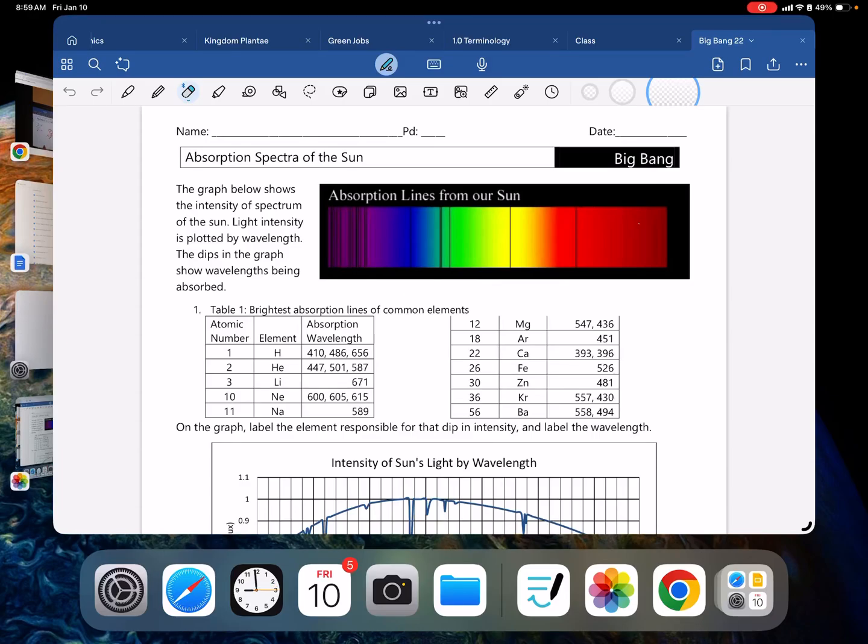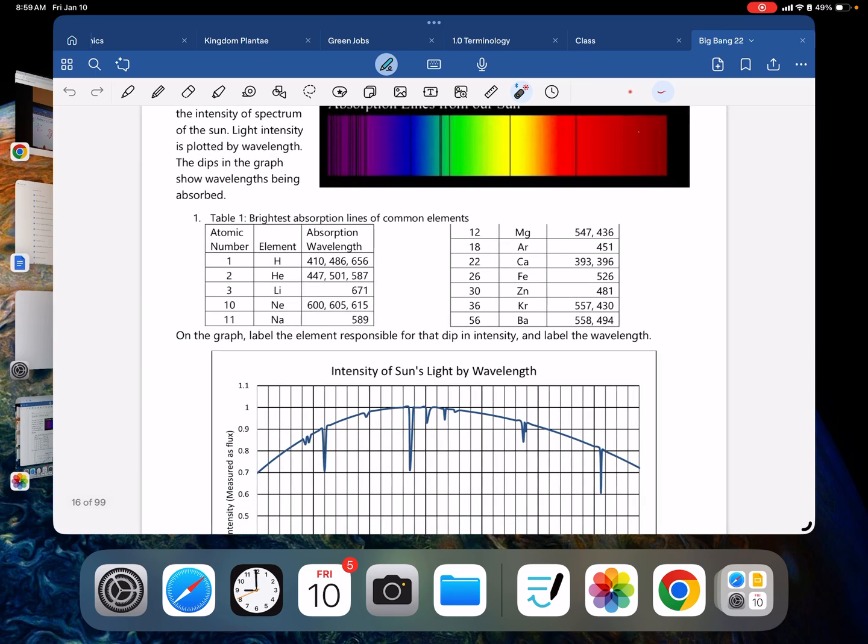All right, let's look at absorption spectra of the sun. If you look at the picture that we have right here, that's actually what we would see. If you notice, there are some dark lines in there, and those lines are where the elements have actually absorbed that spectra. So this is what we would see, and then this is what we would have as the result. For instance, when we look at hydrogen, I'm just going to walk through hydrogen with you, and then you can do the rest of those elements.